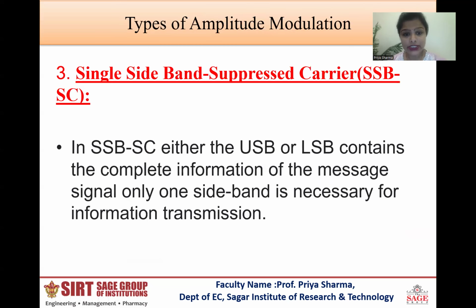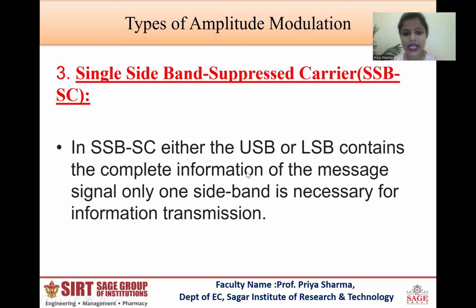Then coming to the third, that is single sideband with suppressed carrier. As the same information is carried in two sidebands, that means we are transmitting a copy of the information. One is the original, one is the copy. So the same information is being transmitted twice in the bandwidth. So this is a big limitation. So we can suppress one band and transmit the other. This type of technique comes under single sideband suppressed carrier.